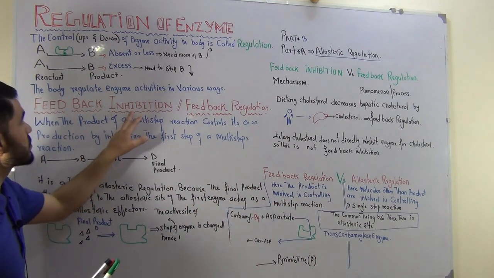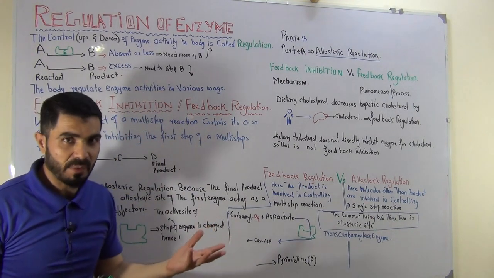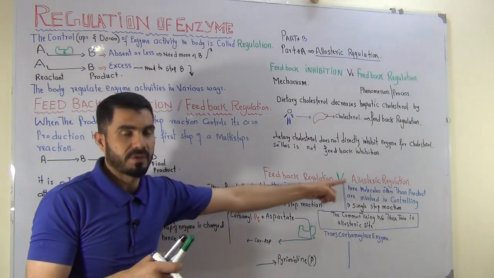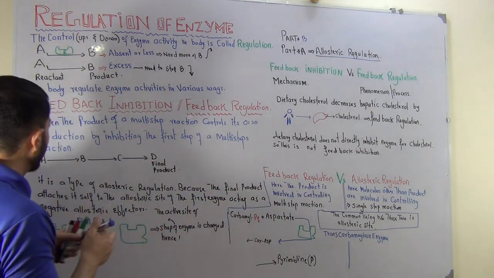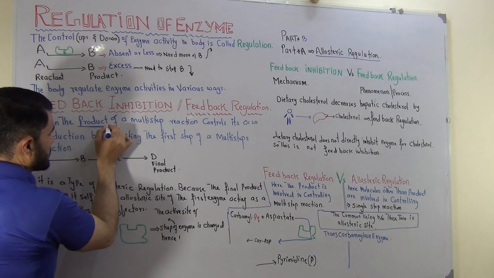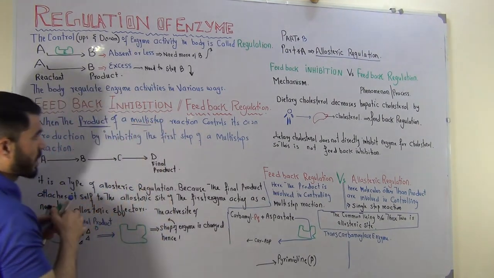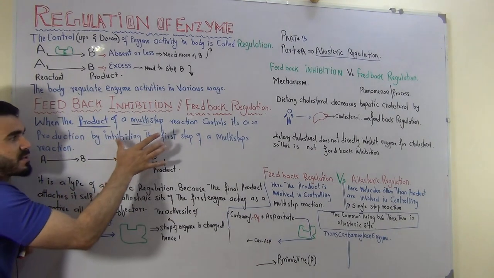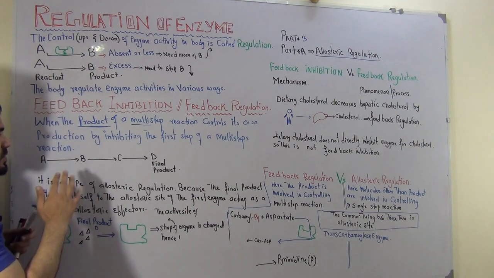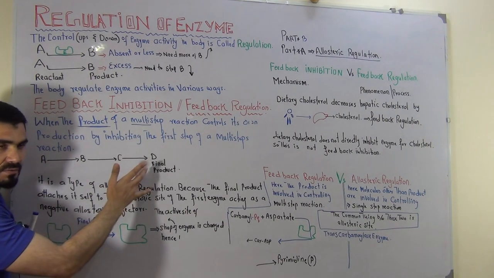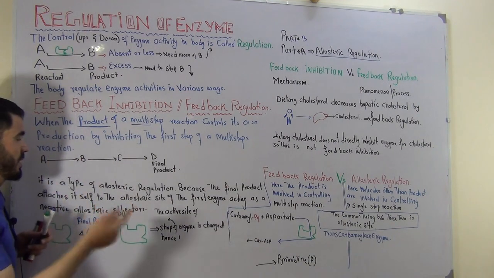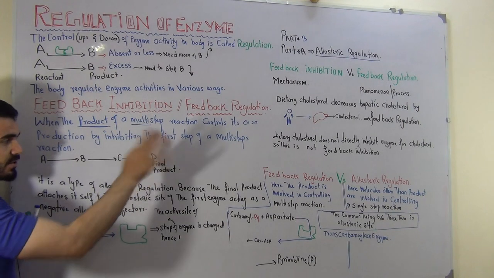Feedback inhibition is also a kind of regulation of enzyme activity, but its style is a little bit different from that of allosteric regulation. Okay, how? In feedback inhibition, the product of the reaction, in a multi-step reaction, controls its own production. You may not get the idea from this definition, so I will explain with the help of this example. Suppose this is a multi-step reaction. Multi-step reaction means a reaction which completes in more than one step. This is step one, step two, step three, and finally you get the product.